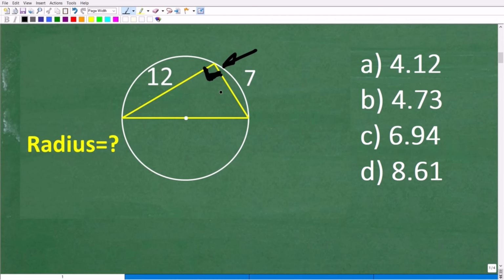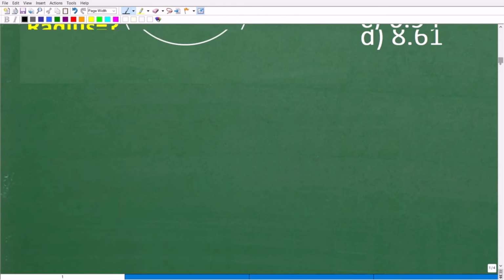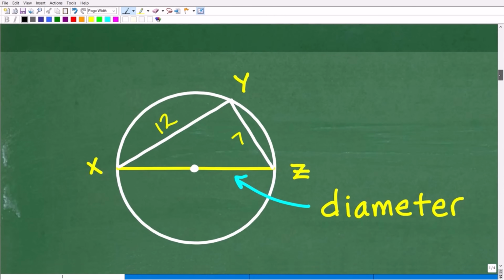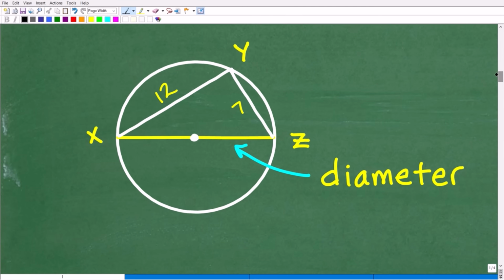But why is it a right triangle? Well, let's go ahead and get into that right now. Okay, so let's take a look at the problem. I'm going to give you a little bit more detail here. Let's put some points on the vertices of this triangle.